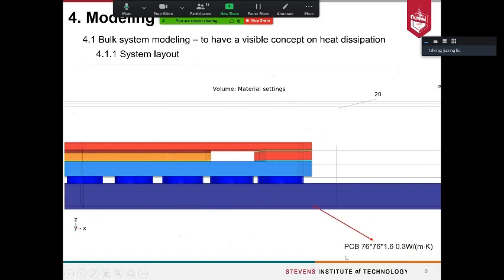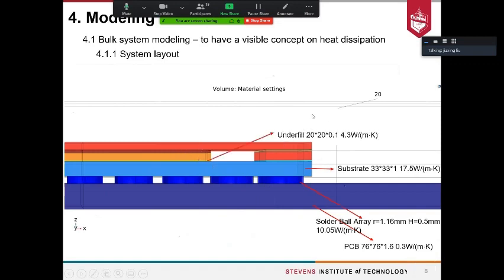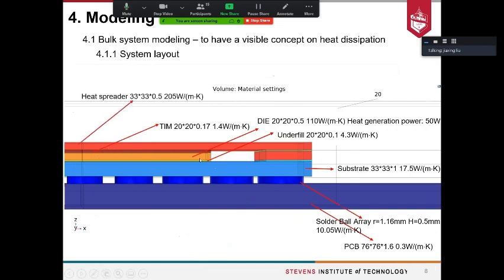For example, the PCB board, and the connection between the chip and the PCB is the solder ball area. And here is the substrate, and here is the underfill. You can also regard it as another kind of TIM. And here is the die, which generates heat power of around 50 watts. And after that, here is the TIM between the heat spreader and the die. So we neglect the heat sink here.